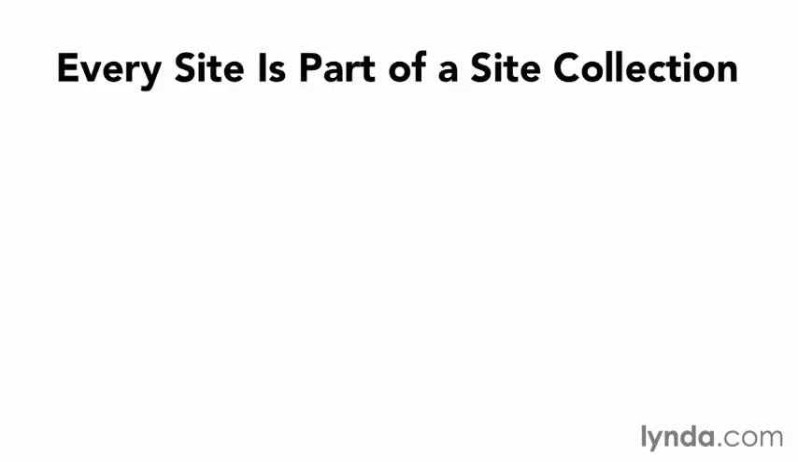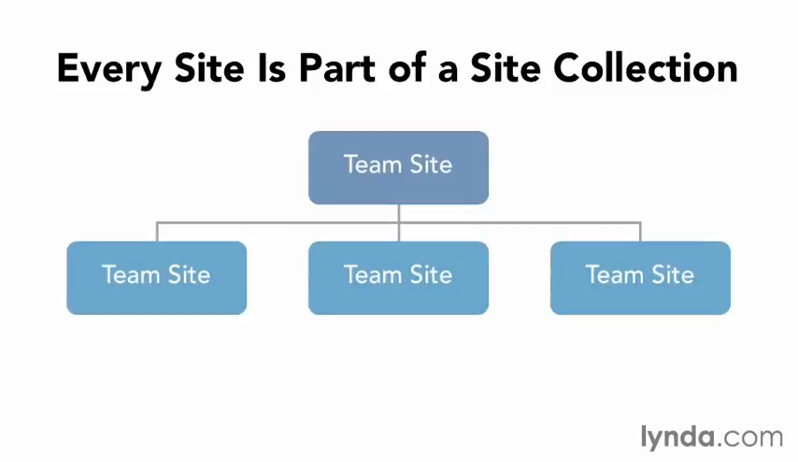Every single SharePoint site you work with is part of a larger site collection. A site collection is a container that holds other sites. At the top of the site collection, there's one site, often just called a team site, and it's not unusual if there's nothing in the team site except other sites, because its purpose is to hold the entire collection.